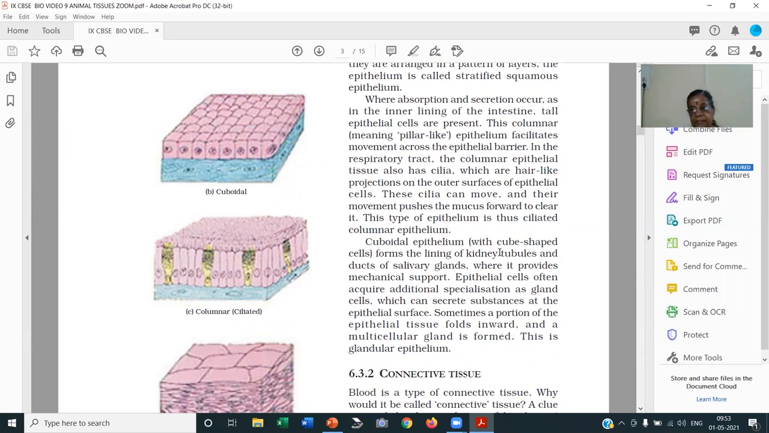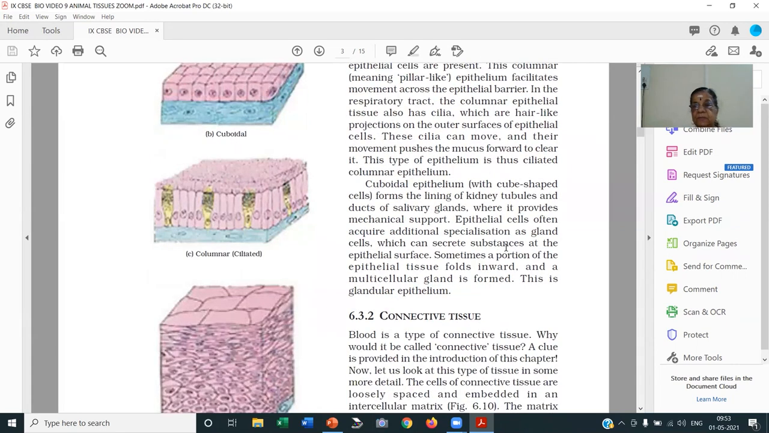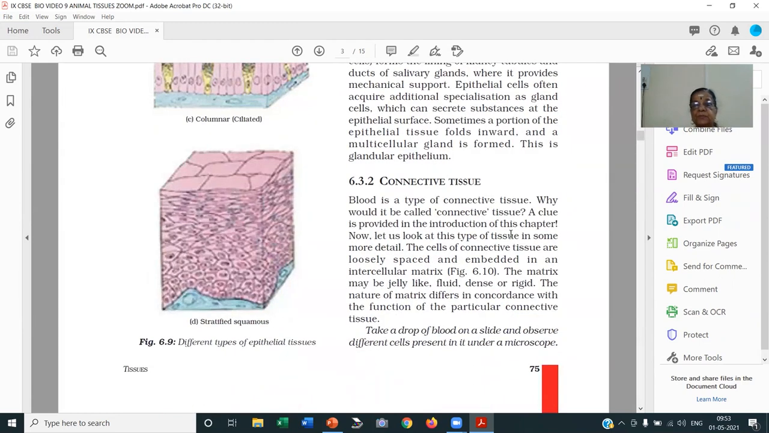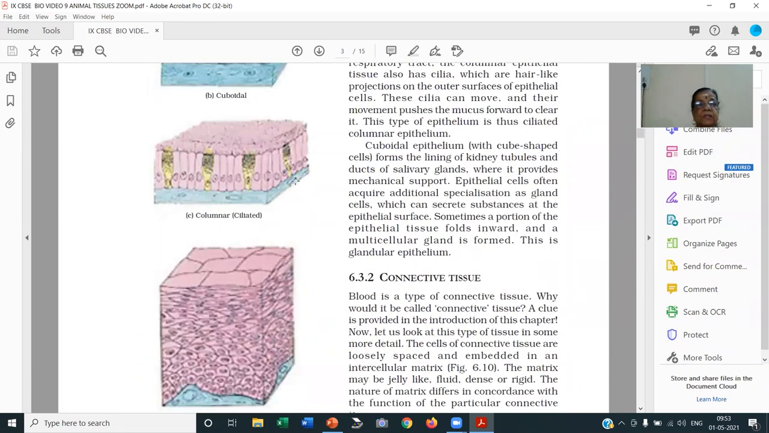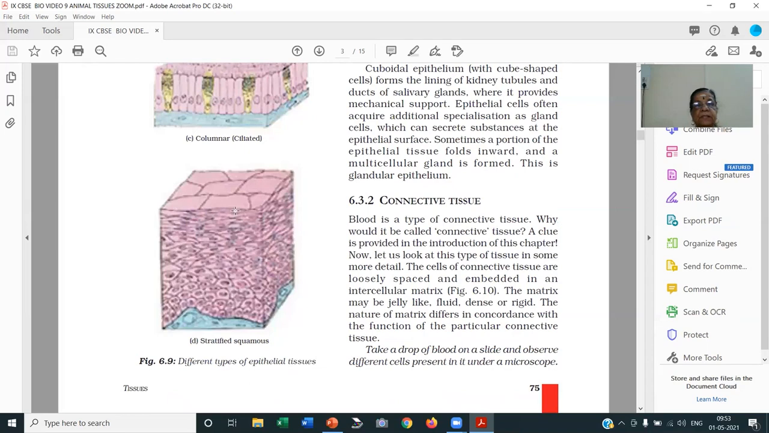This is textbook content, but I have given more additional information. You should read the other material, the question bank is there, and you should read that lesson too. Then connective tissue. Look at the figure. This is columnar epithelium. I have given you a better diagram. Look at the PPT. Then this is stratified squamous epithelium.